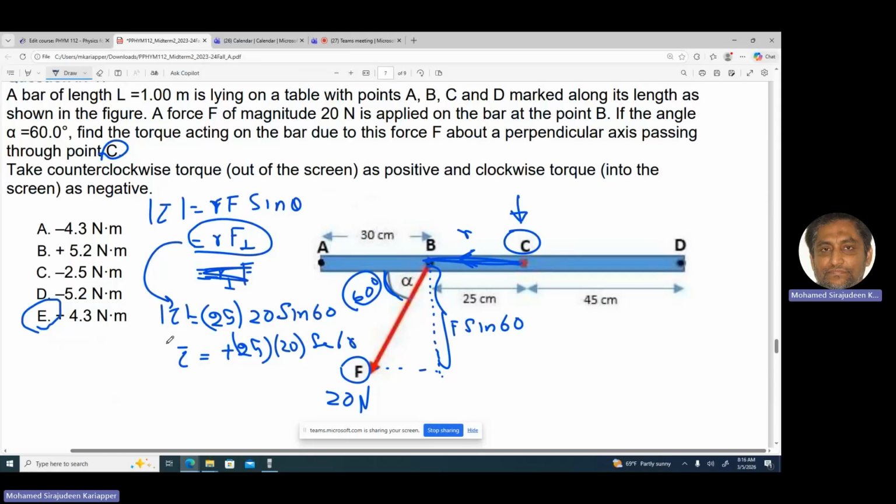Even if it is not given, that is the convention. You know what is the meaning of convention? We all agree. Counterclockwise is positive, clockwise is negative. Probably we may not even say this, but you know.